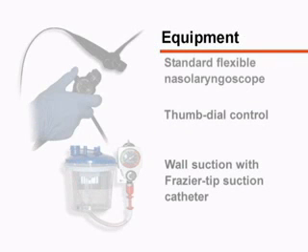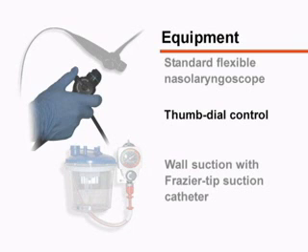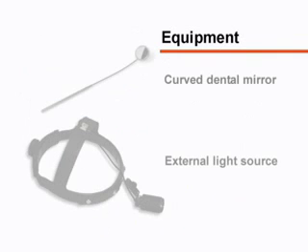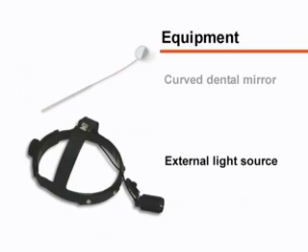For fiber optic laryngoscopy, obtain a standard flexible nasal laryngoscope. The endoscope has a thumb dial control to permit the examiner to deflect the tip up or down. When rotated 90 degrees, this thumb dial also allows the examiner to turn corners and to maneuver from side to side. A wall suction setup with a Fraser tip catheter should also be available. For mirror laryngoscopy, you will need a curved dental mirror and an external light source.